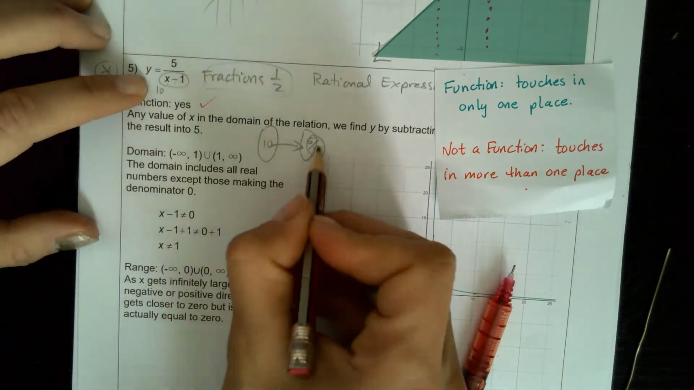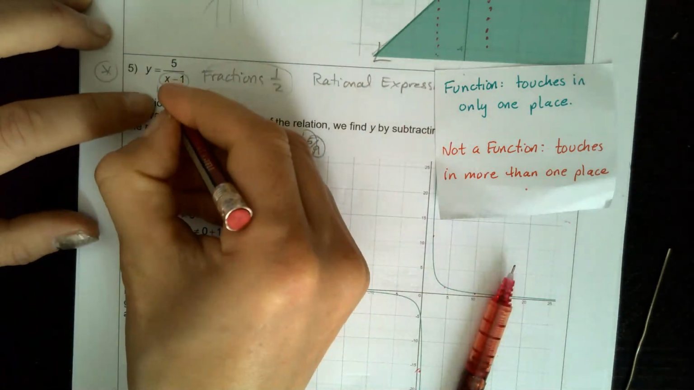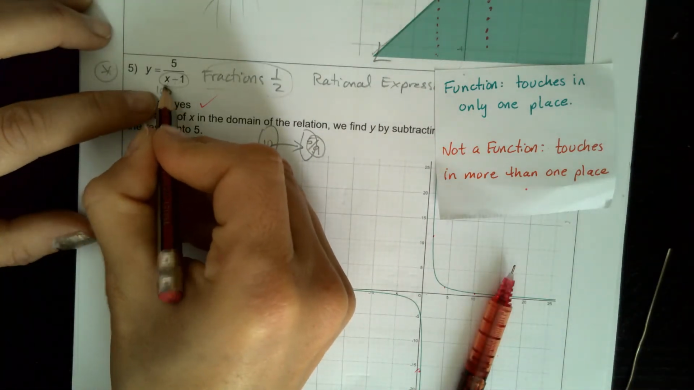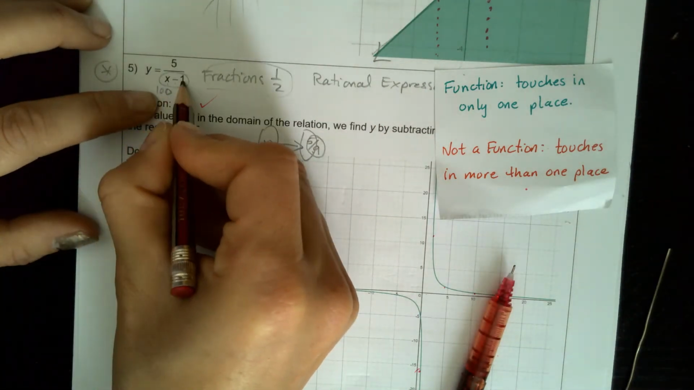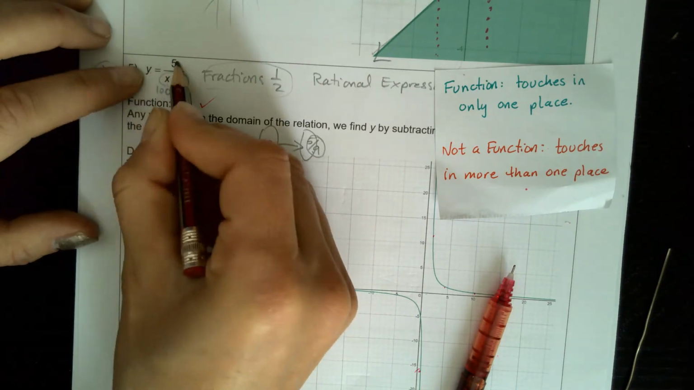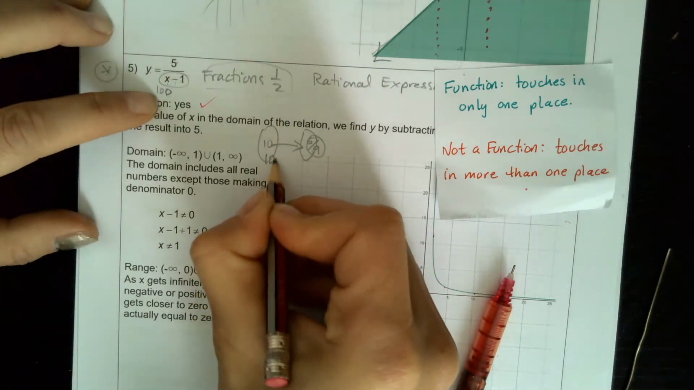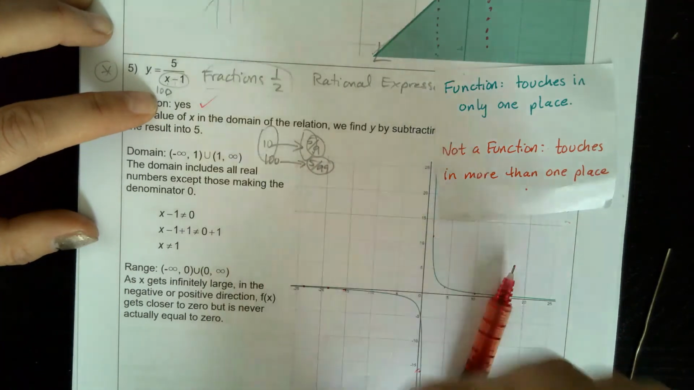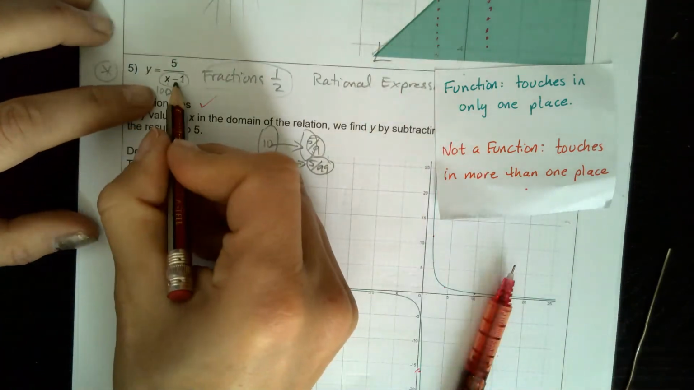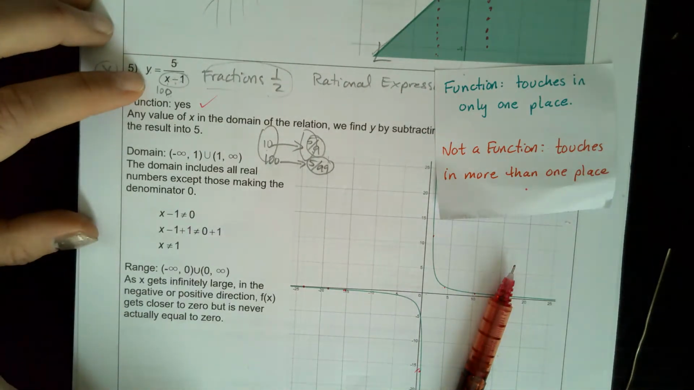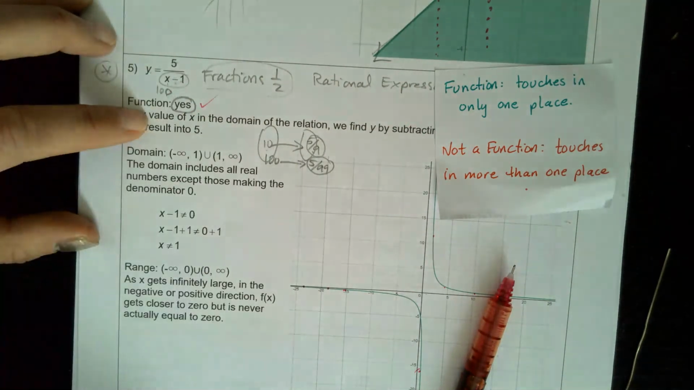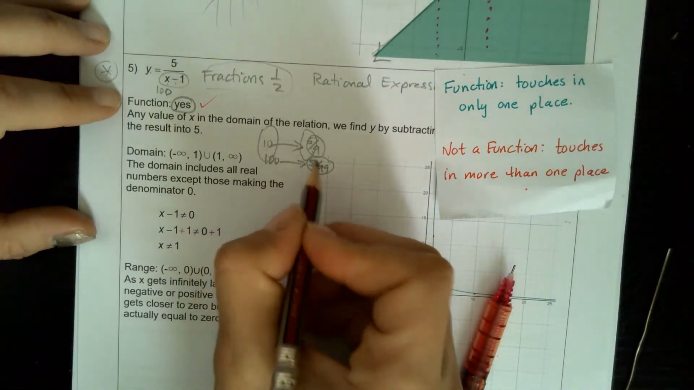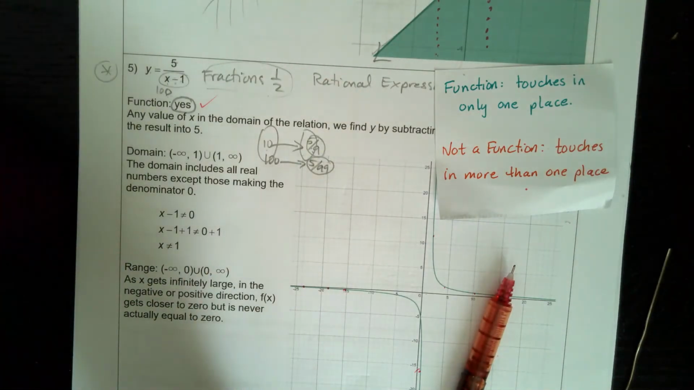Well, that's one answer. Let's put in another number, 100. If I put in 100 as my input, 100 minus 1 is 99, and my answer is 5 over 99, which is a number. So if I put in one thing, one thing comes out. So yes, it's a function. Because remember, you put one thing in, one thing has to come out, just like a vending machine.